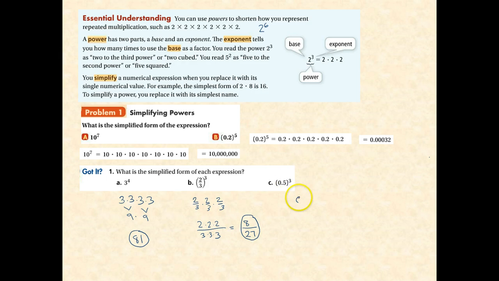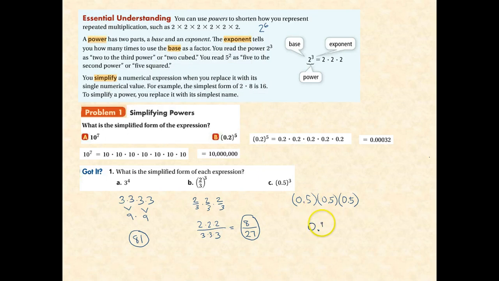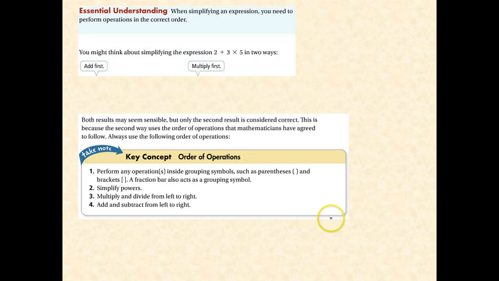0.5 cubed is 0.5 times 0.5 times 0.5. 0.5 times 0.5 times 0.5 is 0.125. There, we simplified all three of those.